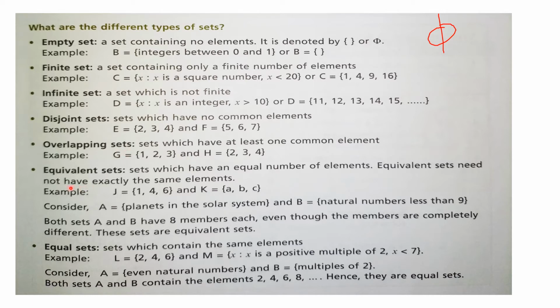Equivalent sets means those which have an equal number of elements. It's not necessary that those elements should be the same, but they should have an equal number of elements. Let's say 1, 2, 3. J set has 3 elements and K set also has 3 elements. So they both are equivalent sets, not equal. When it comes to equal sets, then the elements should also be the same. Number of elements and the elements should be the same. 2, 4, 6. And x is a positive multiple of 2 less than 7. So these are the only multiples of 2 which are less than 7: 2, 4 and 6. So these two are equal sets because the elements in both sets are the same.